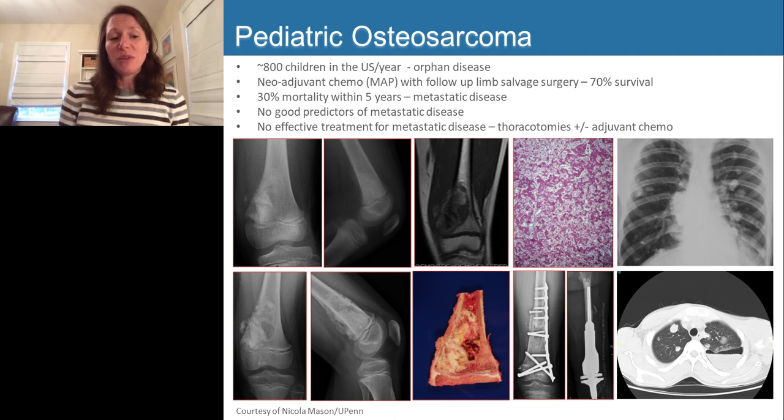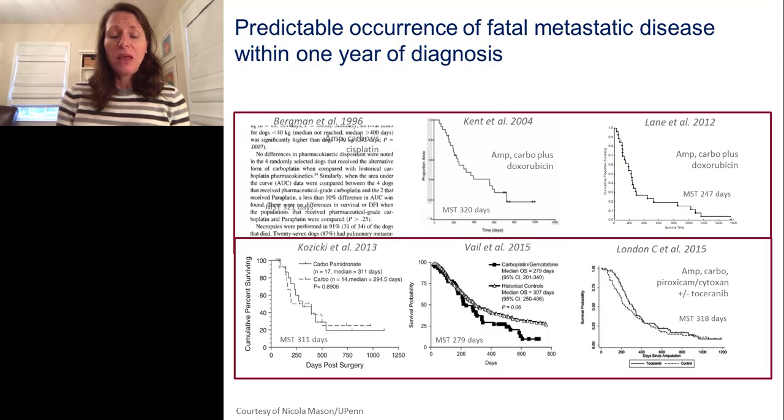So based on those similarities, we really have, I think, a lot of opportunity to really think about ways to study metastatic progression and metastasis biology in the dog that presents with osteosarcoma and learn translationally where our targets and opportunities could be, and then relay that to the pediatric oncology community. So lots of studies and literature exist in this space to help back up the predictability of fatal metastatic disease within 1 year of diagnosis.